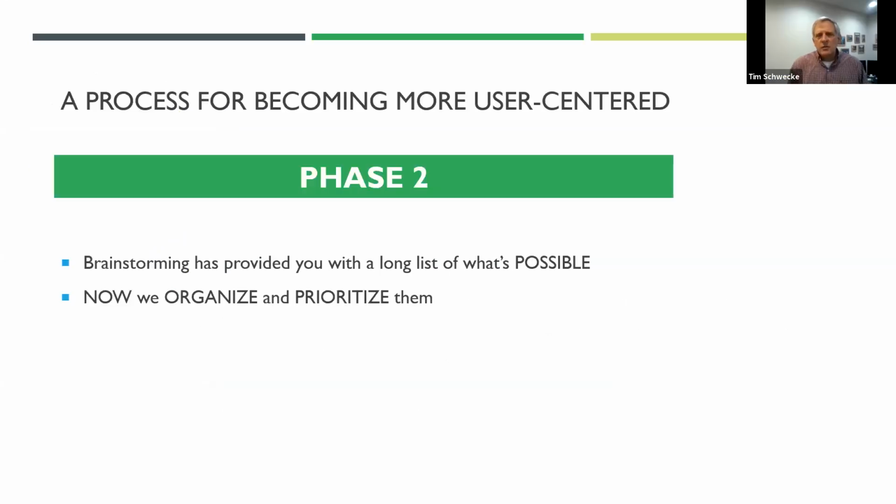So the second part of the process that we're talking about is, what do you do with all those ideas? You went through the brainstorming process, and you've got a laundry list of perhaps 20 or 100 different things that you can do. Obviously you can't do everything. So the next thing we're going to talk about is how you prioritize those things and how you organize some of that content.